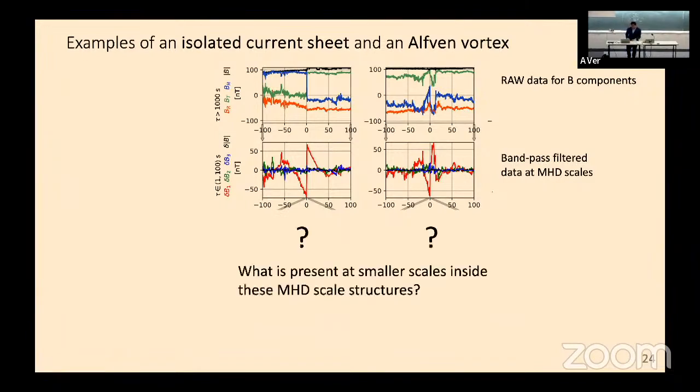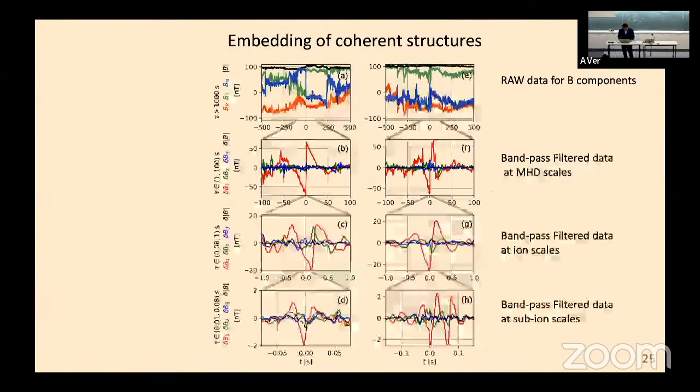But now we ask ourselves a question: what is present at smaller scales, inside or nearby these MHD scale structures? These panels show the bandpass filtered signal at ion scales, which shows the embedded vortex in the current sheet, and the embedded vortex in this MHD scale vortex. And also it shows the sub-ion scale structures here and here.